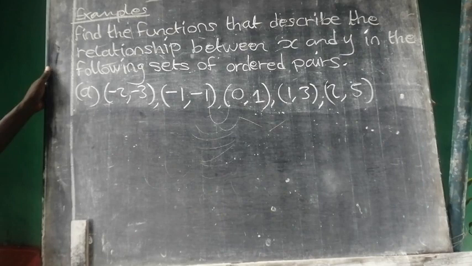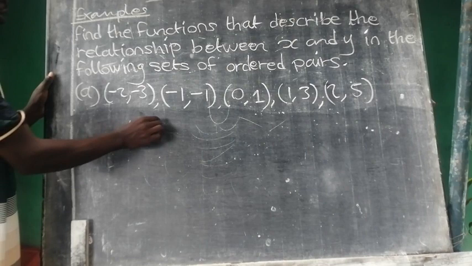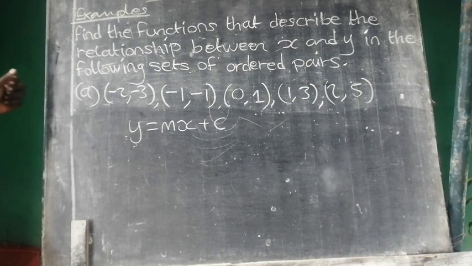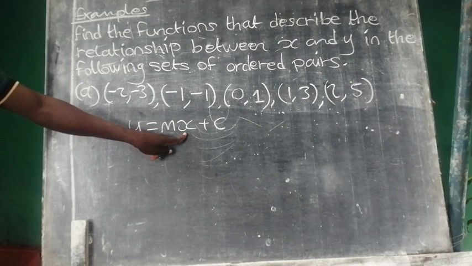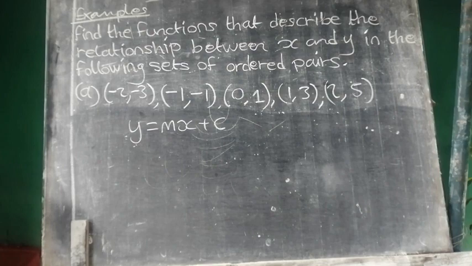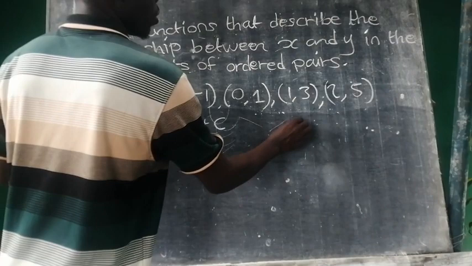Now what we are going to do is apply the general equation of the straight line, which is y equal to mx plus c. In this equation, y represents the y value of the coordinates, m represents the gradient, x represents the x value of the coordinate, then c is the y-intercept or constant. Now, how do we find m? m is obtained by y2 minus y1 over x2 minus x1. So that's the formula for gradient.